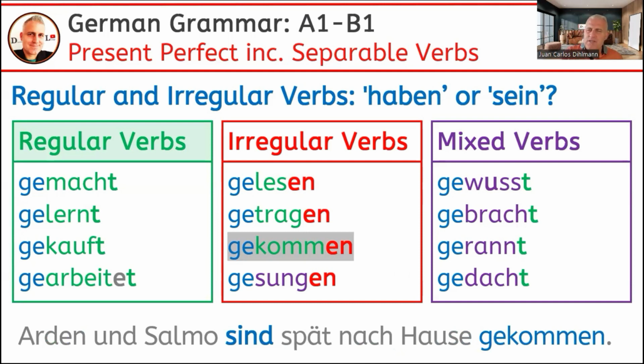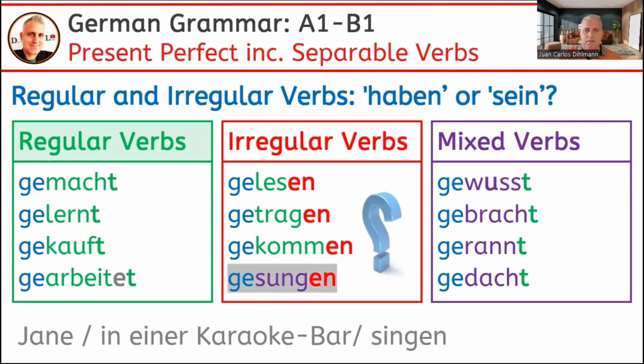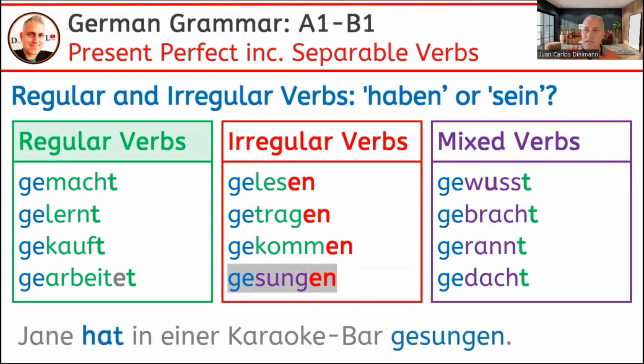Why do we use sein as an auxiliary verb now? Remember, kommen is a verb of motion. Gesungen. What's correct? Jane hat in einer Karaoke-Bar gesungen.